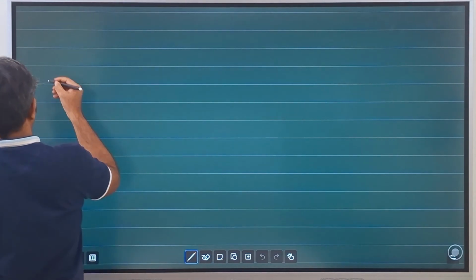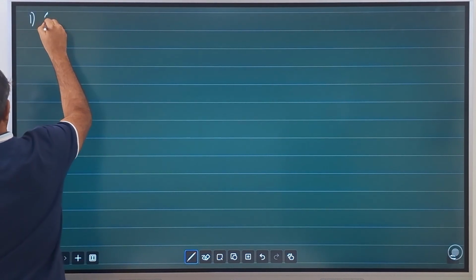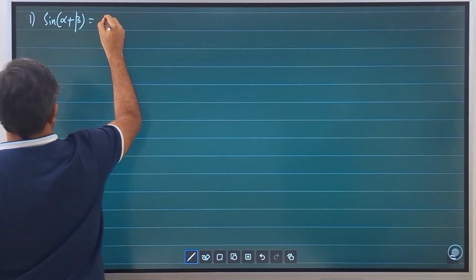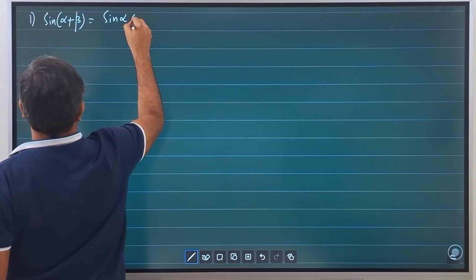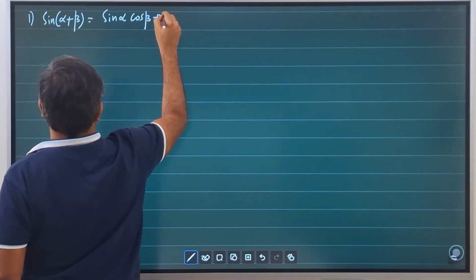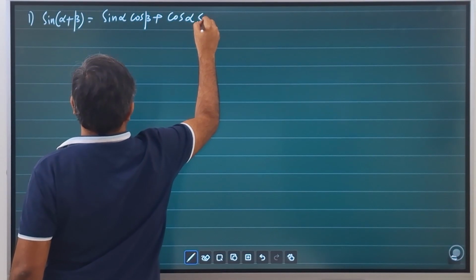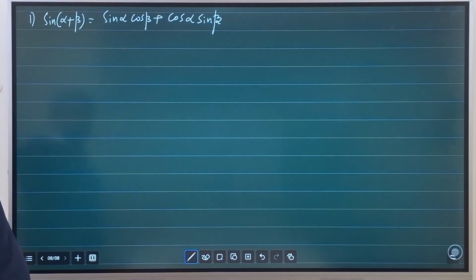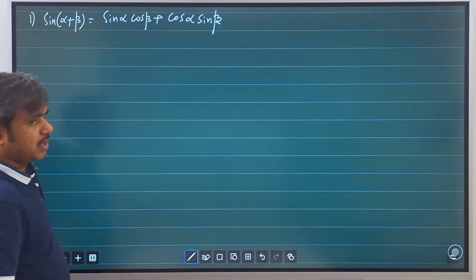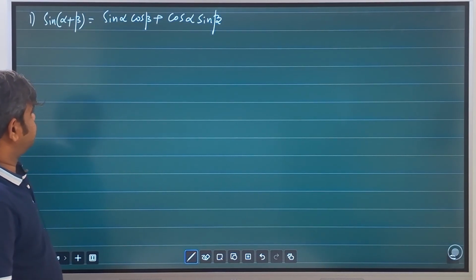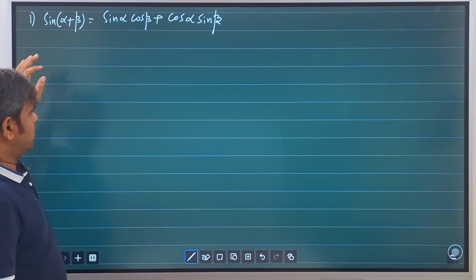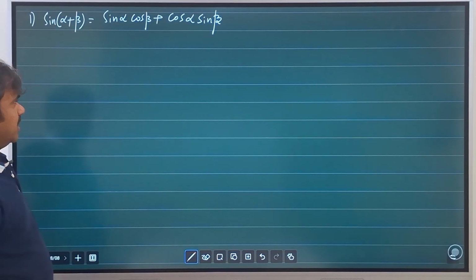Let's prove this equation. Sine alpha plus beta is equal to sine alpha cos beta plus cos alpha sine beta. This is another trigonometric identity that we can write, from which we are going to apply this many number of times. Even in physics, we have applications of this identity at many places.